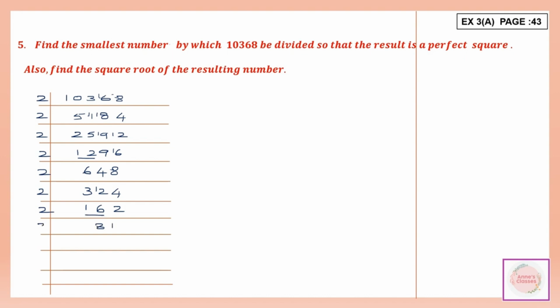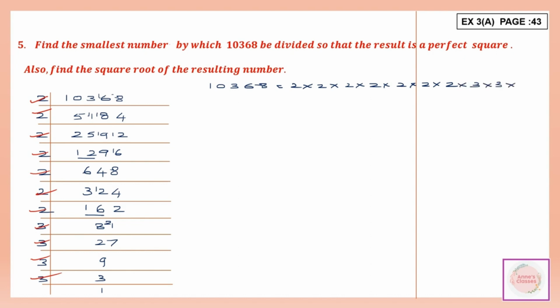Now we cannot use 2 anymore. Let's use 3. 3 2s are 6, 7, 8. There's 2 left. Now the number is 21. 3 7s are 21. Then 3 9s are 27. 3 3s are 9. 3 1s are 3. So let's write all the prime factors of 10,368. Let's count the 2's. 1, 2, 3, 4, 5, 6 and 7, seven 2's are there. And how many 3's do we have? 1, 2, 3, 4. So multiply four 3's.